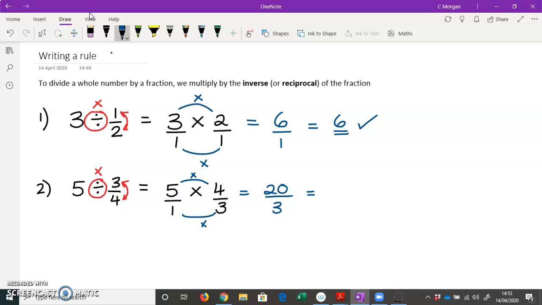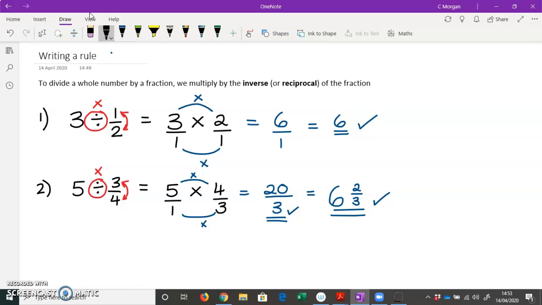If I think about what that means as an improper fraction, it means 20 divided by 3. Well, I know that 3 divides into 20 6 times, because 6 times 3 is 18. I now have 2 left over out of 3, and my answer is 6 2/3. If I had wanted to, I could have kept my answer as 20 over 3, and that would have also been correct.